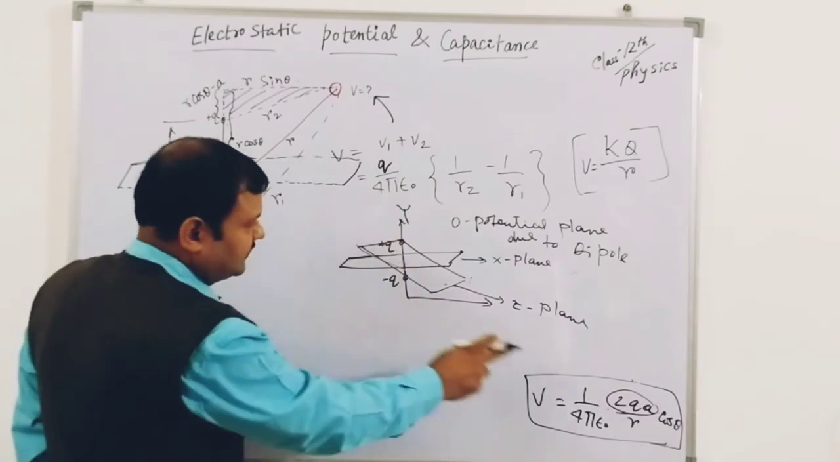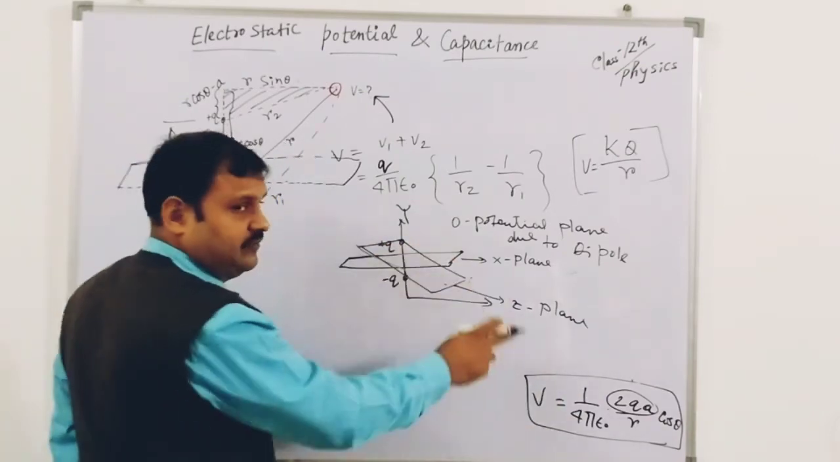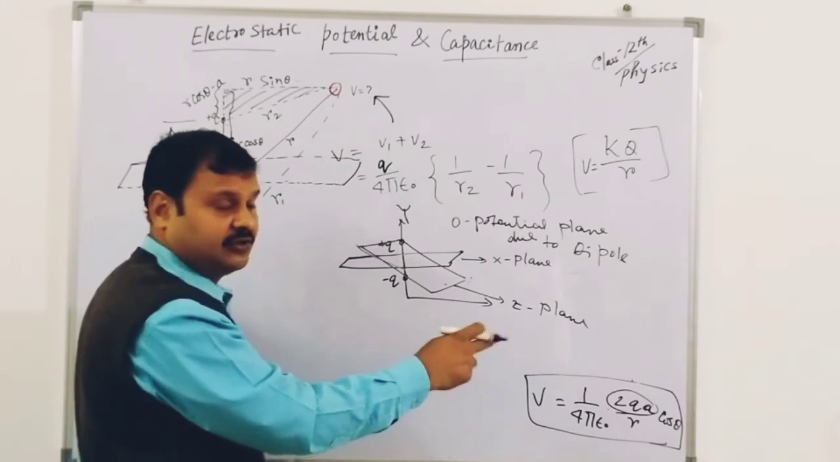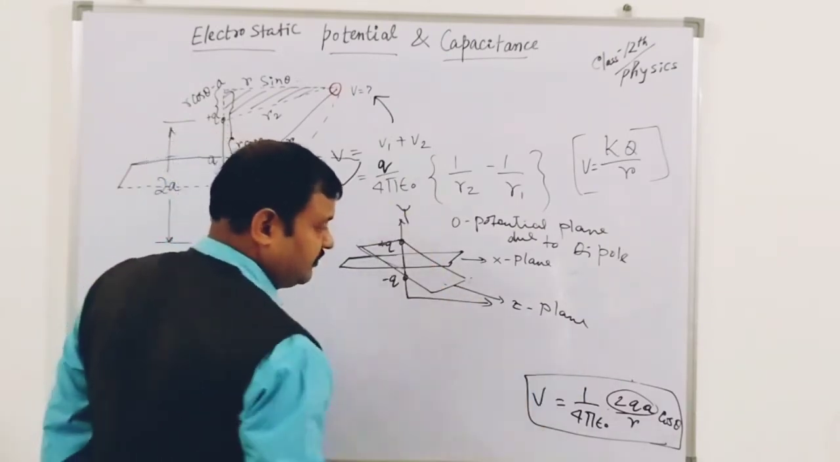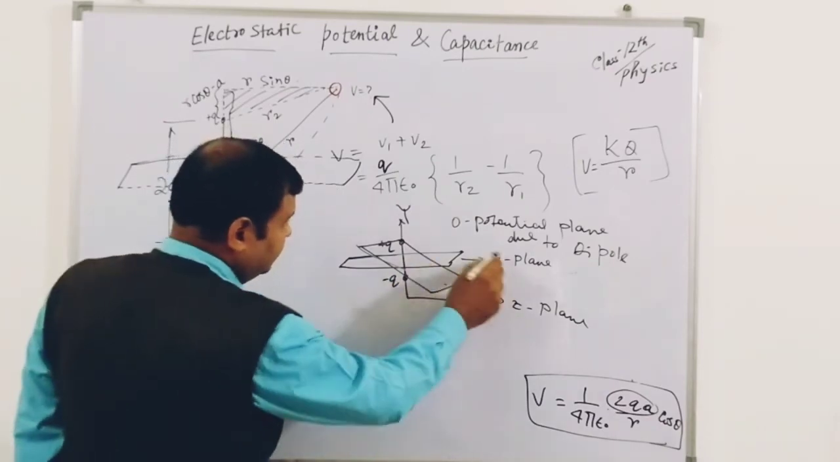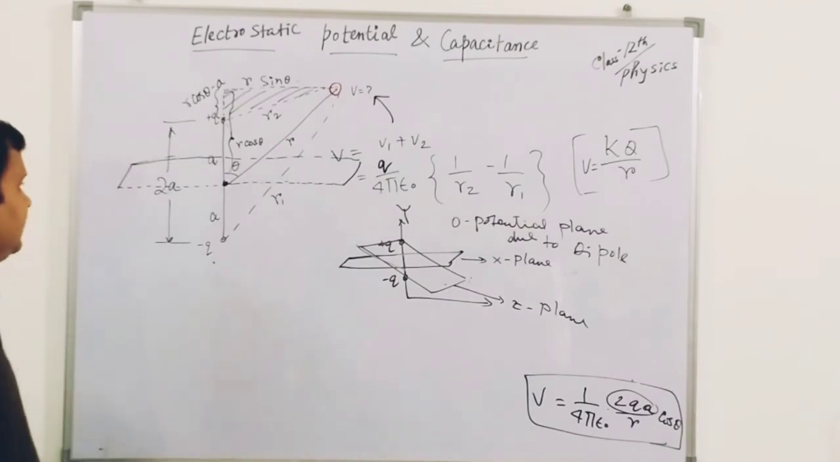If it is the x-axis, we will say this, and if it is the y-axis, cos theta will be 0. Here theta is 0, so cos theta will be maximum. So in this direction, along the y-axis, the potential should be maximum. And similarly in the x-y plane, it will be 0 potential.